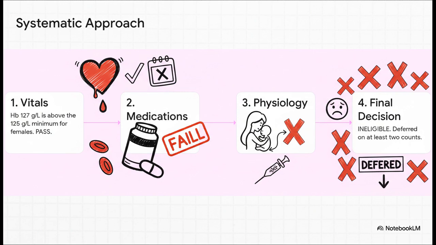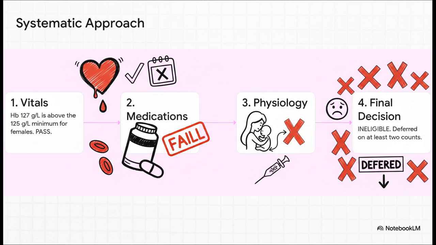Let's break this down systematically, just like you would in a real clinic. Okay, step 1, her vitals. An Hb of 127 grams per liter is above the 125 minimum for females, so check. She passes on that count. Step 2, medications. She just finished antibiotics. That right there requires a 2-week deferral to make sure the infection is completely gone and there's no lingering bacteria in her blood. So that's reason number 1 to defer.